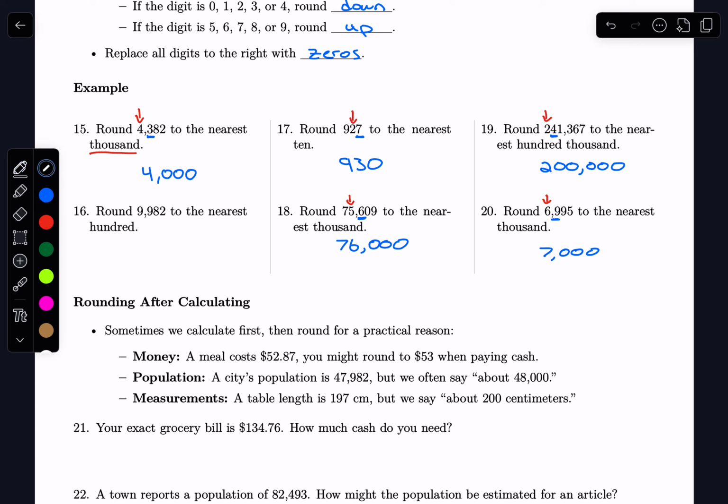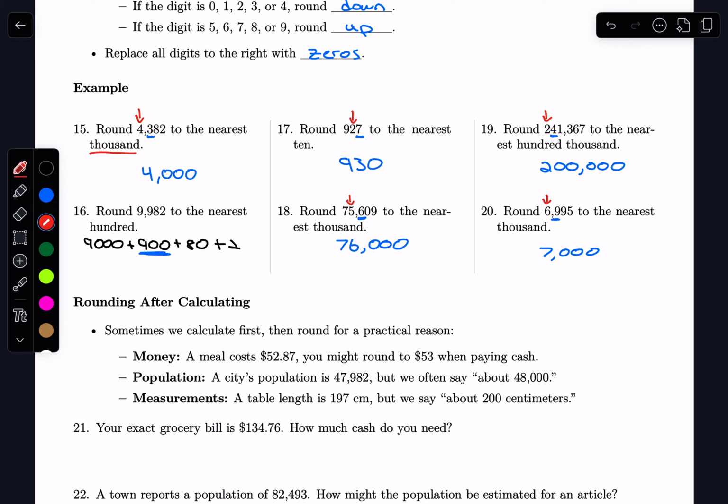If I were to write this number out in expanded form, 9,000 would be what our first digit represents. Then we're adding 900 to it because the 9 is in the hundreds place. The 8 is worth 80, and the 2 is just worth 2. So we have 9,982 when we add those back together. And what we're doing is rounding to the nearest 100, which is this 900 block, currently how many hundreds we have.